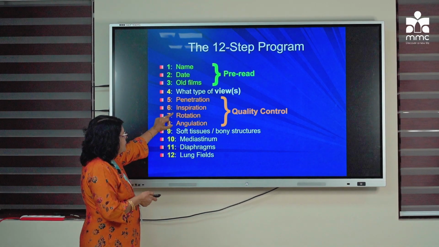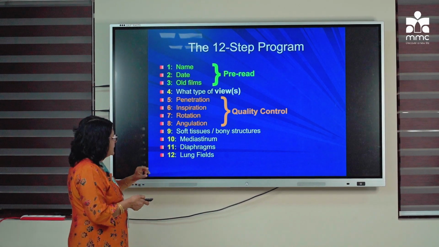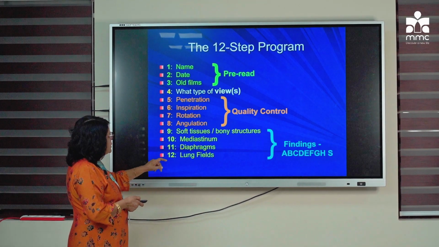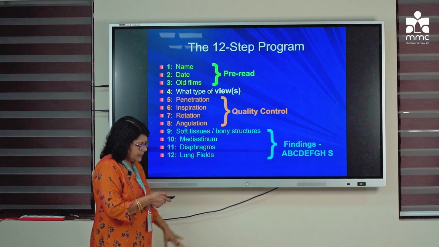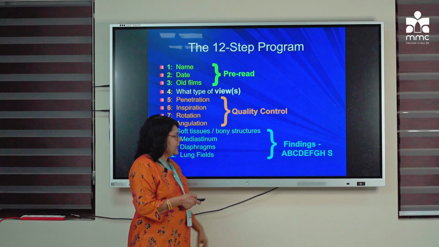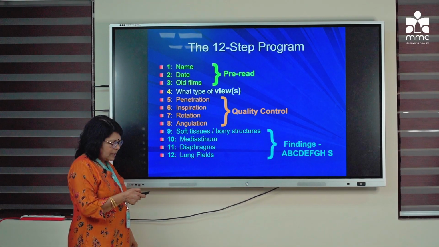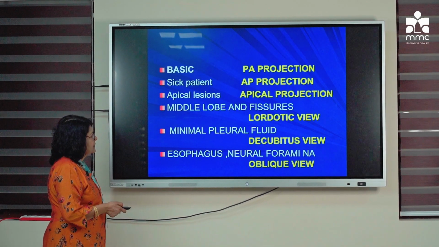Mainly the penetration, the inspiration, rotation and the angle are very important to interpret a chest X-ray. The soft tissues, the mediastinum, diaphragm and lung field in a chest X-ray are interpreted by the radiologist, and we have a protocol for that. That is the A, B, C, D, E, F, G, H, S mnemonic, which is easy for all to remember when you interpret a chest X-ray.